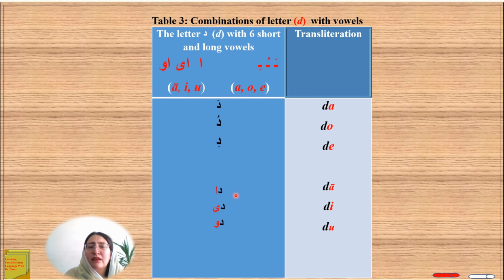The letter dal and the long vowel A combined create the syllable da. The letter dal and the long vowel E combine to create the syllable di. The letter dal and the long vowel U combine to create the syllable du.